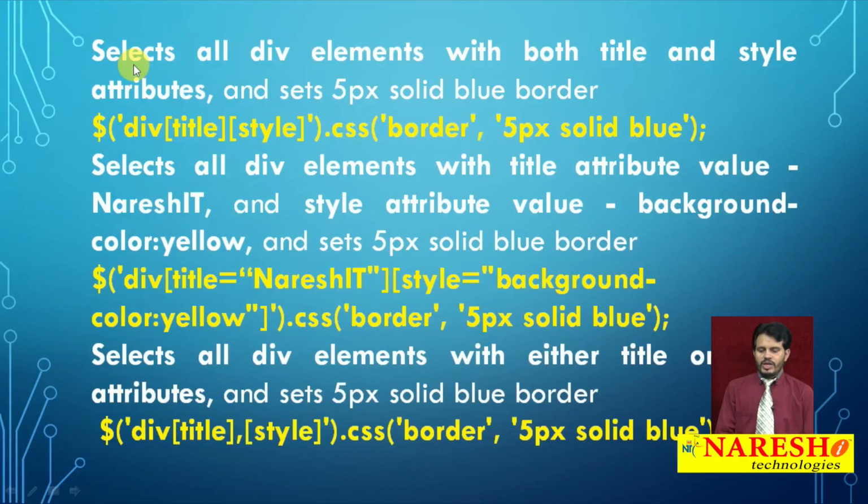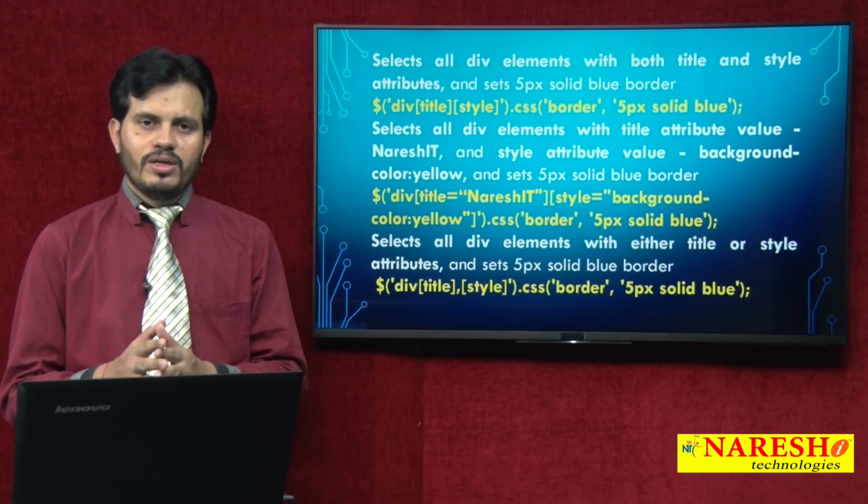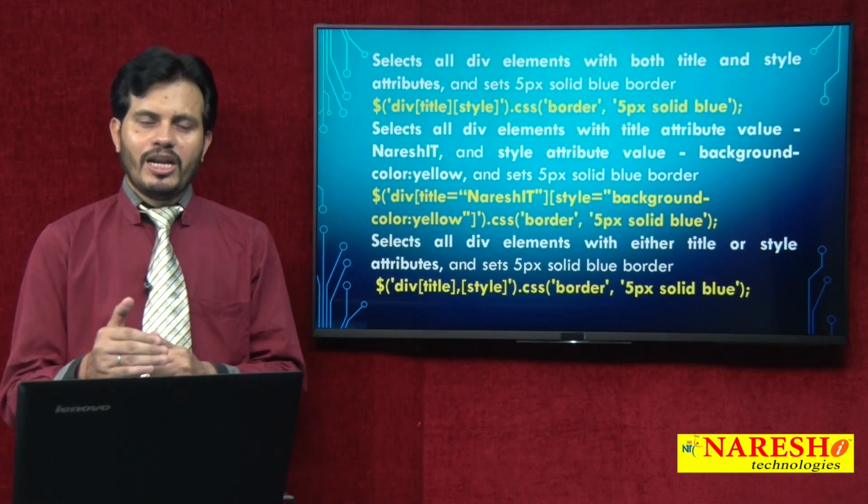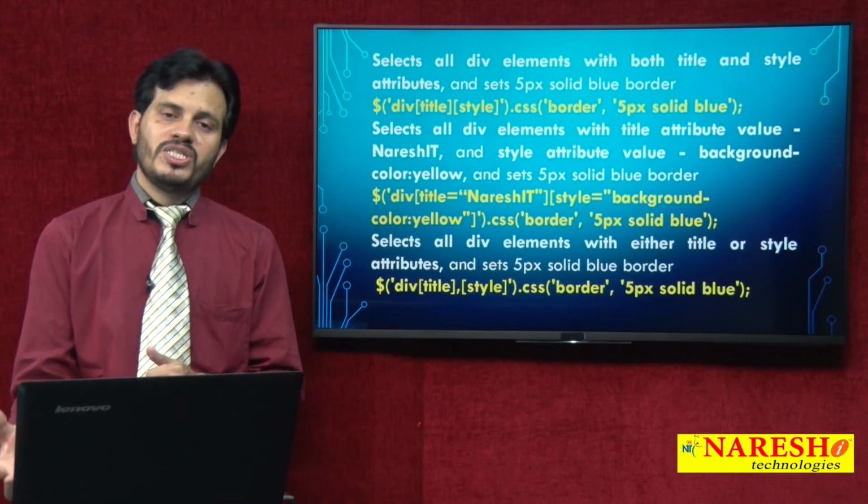Now, next, we are going to select all div elements with both, meaning more than one attribute. One is the title attribute, one is the style attribute, and set a 5 pixel solid blue border. Till now, in earlier examples we were selecting all elements, div elements or paragraph elements, with only one attribute, and in my example I am using the attribute title, but I am not going to restrict myself to selecting only with title.